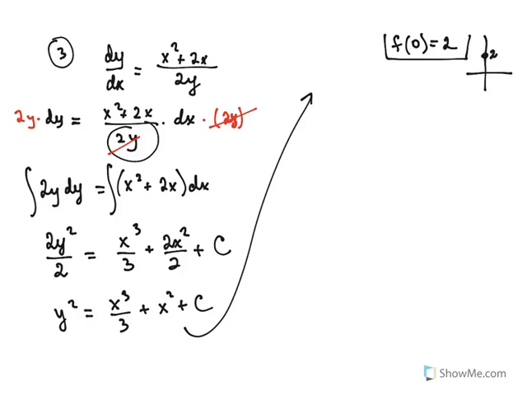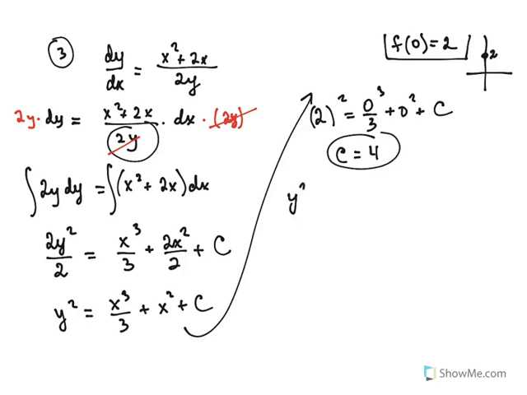We're going to plug in the 2 for the y. And we get 0 cubed over 3 plus 0 squared plus c. And it looks like c equals 4. Then I get y squared equals x cubed over 3 plus x squared plus 4.